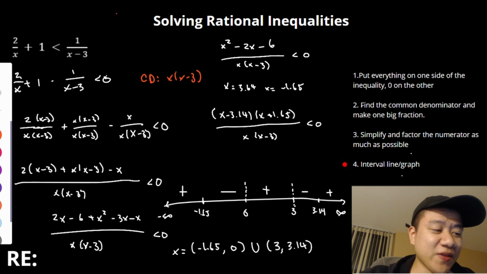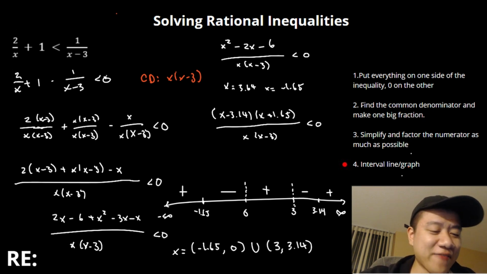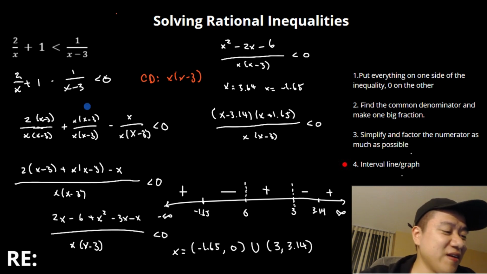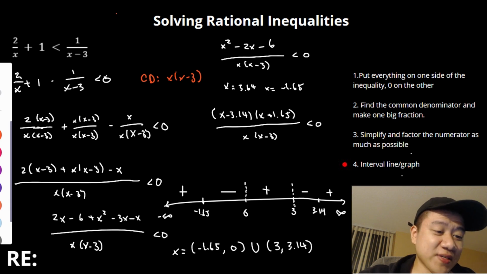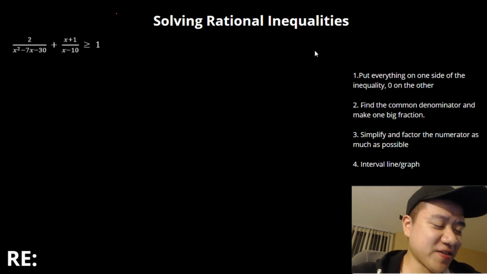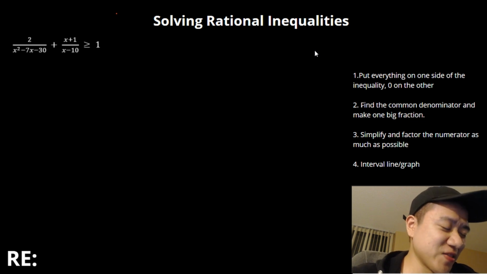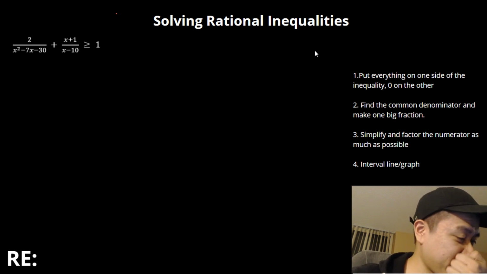Okay, so let's do another one where instead we're going to have a greater or equal to sign instead of a less than sign. And there's a little bit of difference in here. There's some small details that we do need to note when solving rational inequalities with less than or equal to signs or greater than or equal to signs. There's like one small thing. Okay, so let's go ahead and do it. So we have another example here. So let's start. It's just going to be the exact same process as we did the first one.